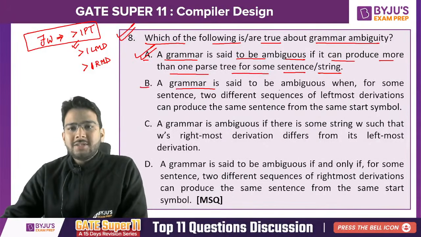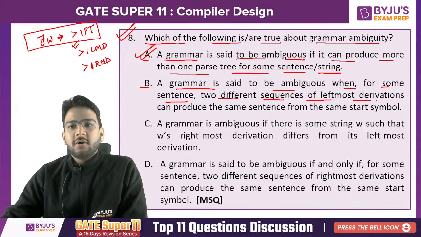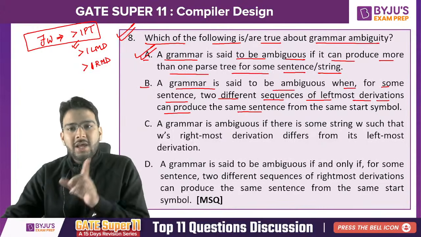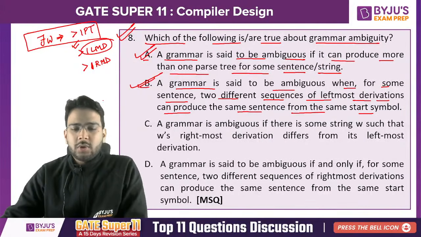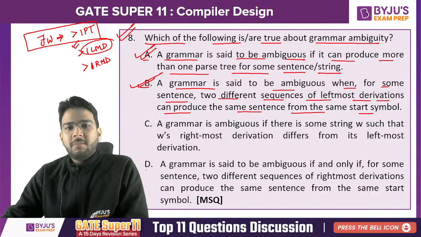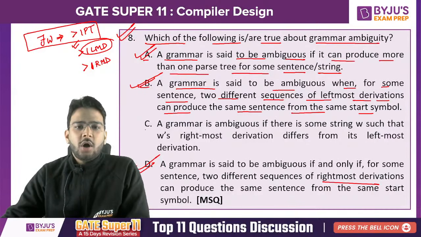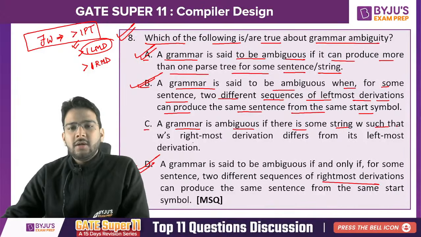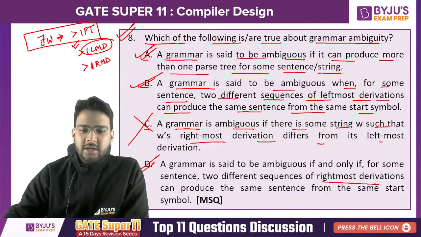Option B: a grammar is said to be ambiguous when for some sentence two different sequences of leftmost derivation can produce the same sentence from the start symbol. Yes, that means it is talking about this one. Clear? And the same applies for rightmost derivation, so option D is also correct. Option C says a grammar is ambiguous if there is some string w such that the rightmost derivation differs from the leftmost. No, that is totally incorrect. A, B, D is the correct answer.